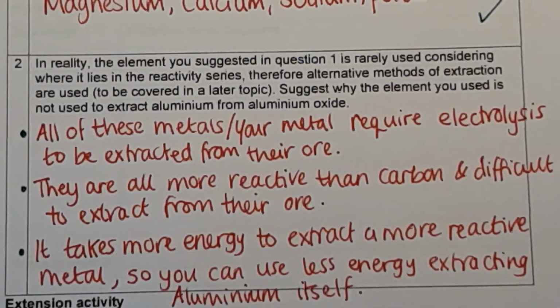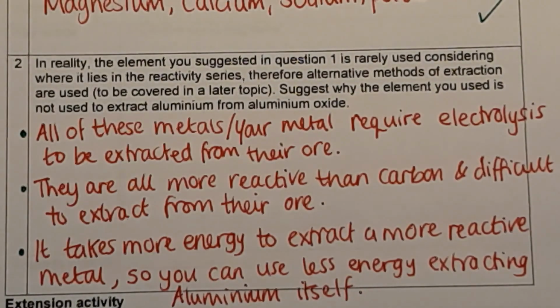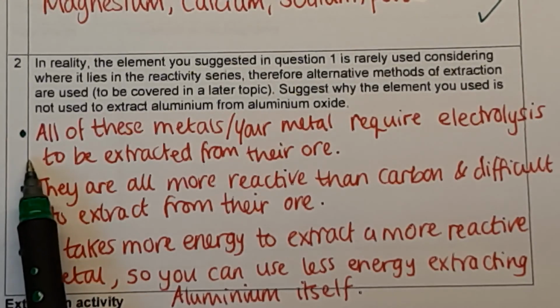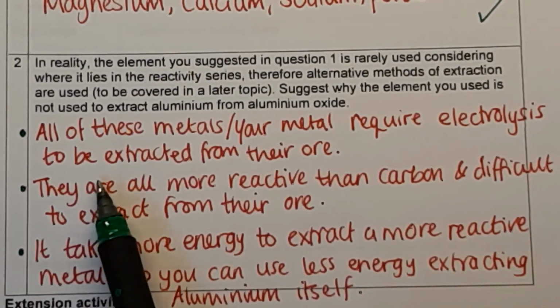Question 2. So in reality, the elements we listed above are rarely used because they're more reactive in the reactivity series than aluminium itself. And there are alternative methods of extraction that we use, which we've already discussed. This is electrolysis. So suggest why the element you suggested is not used in the extraction of aluminium from aluminium oxide. There's a few options here for your answer. You could say that all of these metals, or the metal that you stated, requires electrolysis to be extracted from its ore. Okay, so that's an acceptable answer.